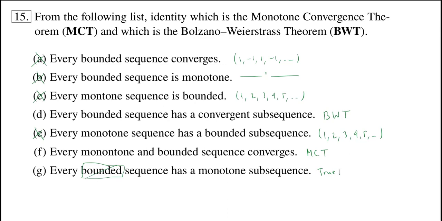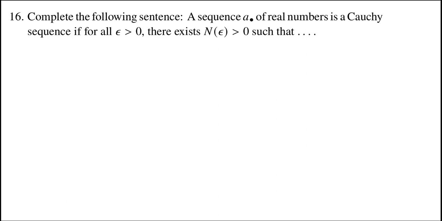All right, let's check out problem number 16. In problem 16, we're simply doing a definition here of a Cauchy sequence. And let's see, they've even given us the first part of it. So a sequence a of real numbers is Cauchy if for all epsilon greater than 0, there exists N of epsilon such that if m and n are at least as big as N of epsilon, so we go out past N of epsilon, so we're in a tail, then the distance between a_m and a_n is less than epsilon.